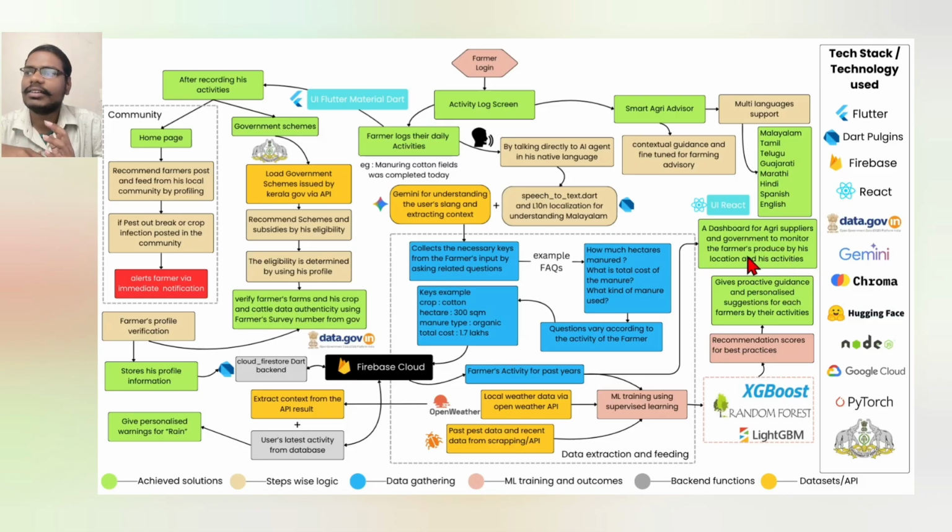After recording their activities, the farmer is redirected to the home page. That is where the community section begins. The recommended posts and feeds on the page will be framed according to the farmer's profile, and directed to the local community they are in. If a pest outbreak or crop infection happens and someone posts it in our community, we will immediately alert the farmer using push notifications. Building a comprehensive community for farmers is our goal.